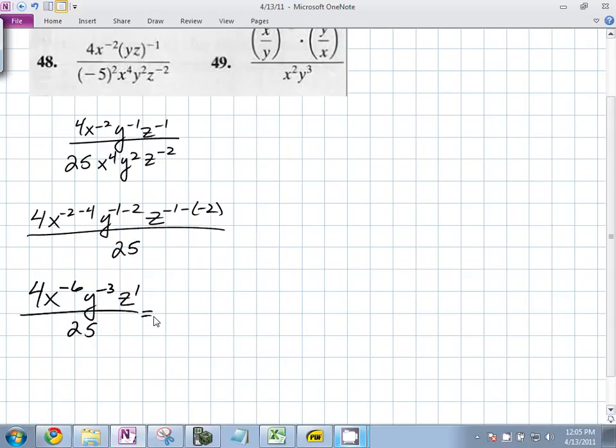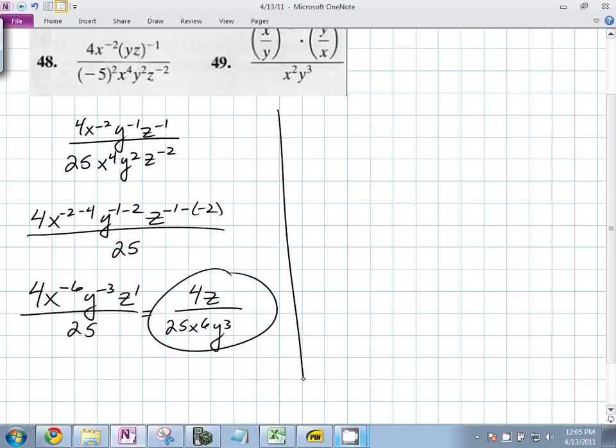I don't really like negative exponents, so what am I going to do with those exponents that are negative? Flip it down. 4z to the 1st over 25 x to the 6th y cubed. That's a great thing to leave it as. And you don't need to write that z to the first, but you can if you want. That's a great way to leave it. You can leave negative exponents in there if it allows it. There's no hard and fast rule that says one is better than the other.